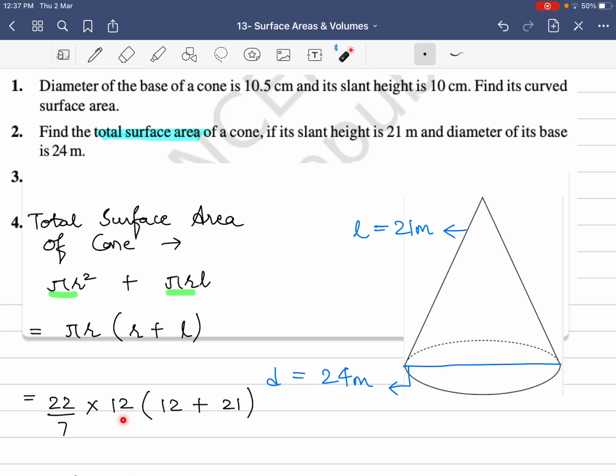Also be focused on what is exactly asked to us, whether they are asking you total surface area, or whether they are asking only the curved surface area. Depending on that, you have to use the formula. You should not blindly use whatever standard formulas are known to you and start solving the question. So that's how you approach these problems.